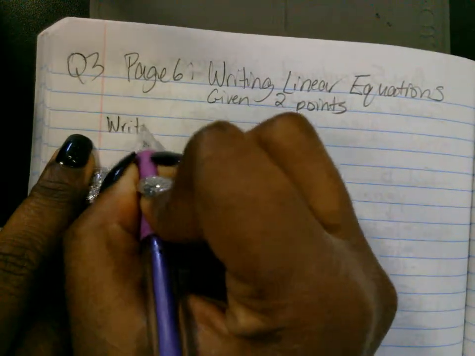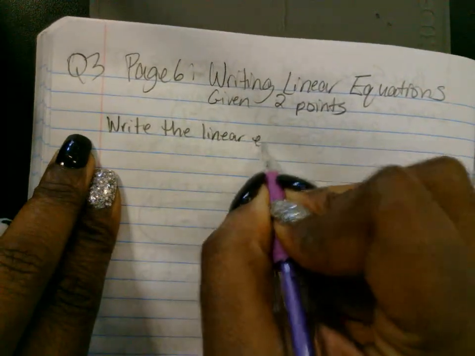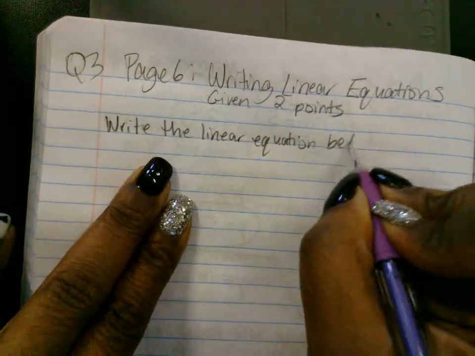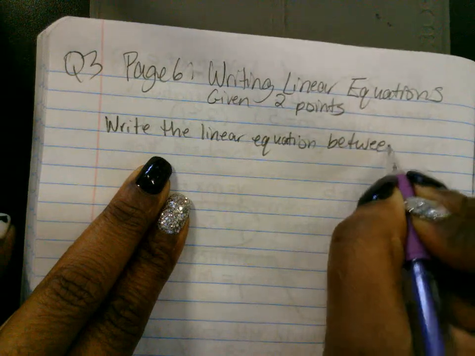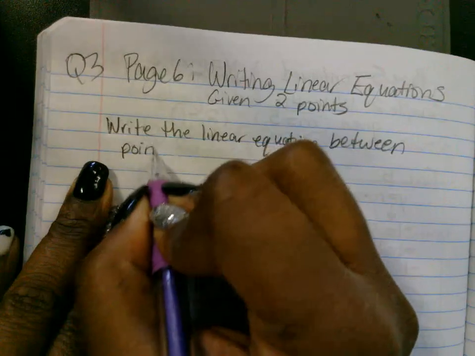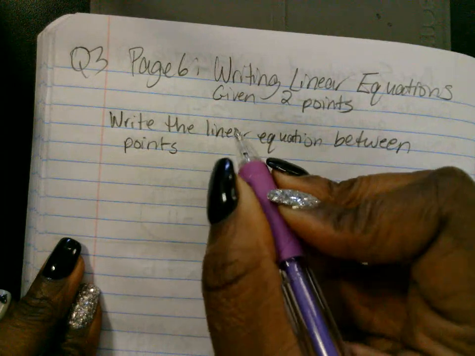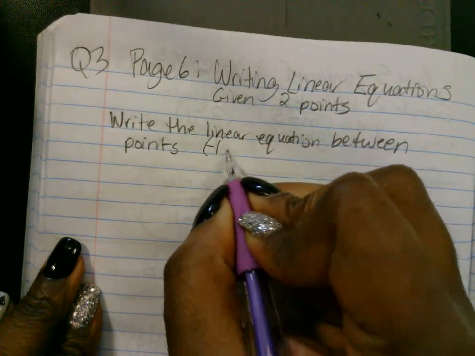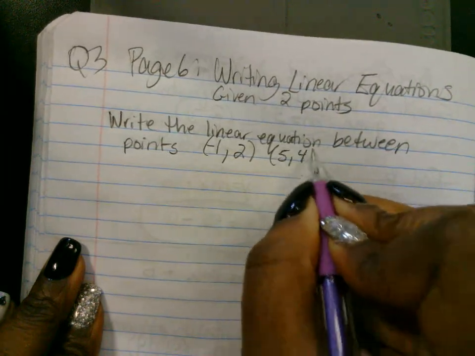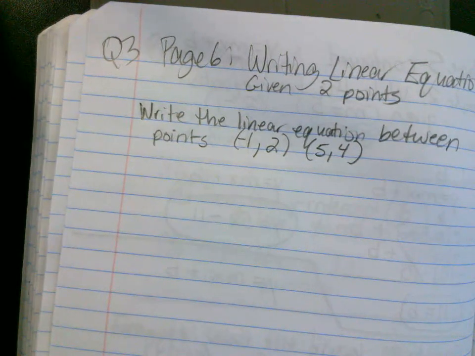Write the linear equation, let's focus so you can get it, okay? Between, or sometimes it'll say that goes through points, and it's going to give you 2 points. The 2 points that I'm giving you in this one are (-1, 2) and (5, 4). Okay? We'll pause for the calls. Give us a chance to write.